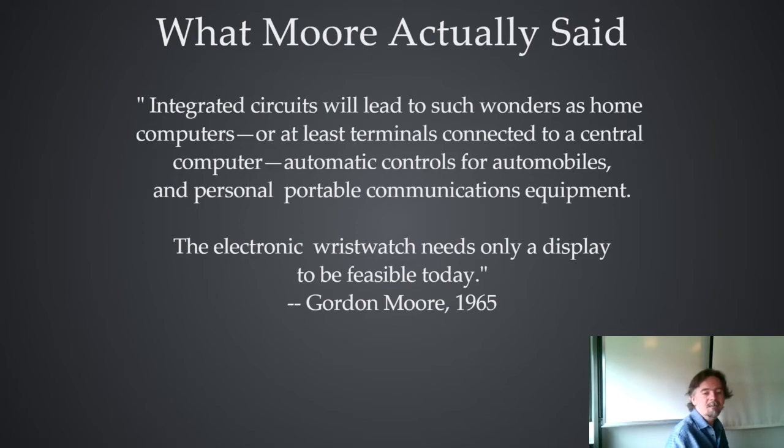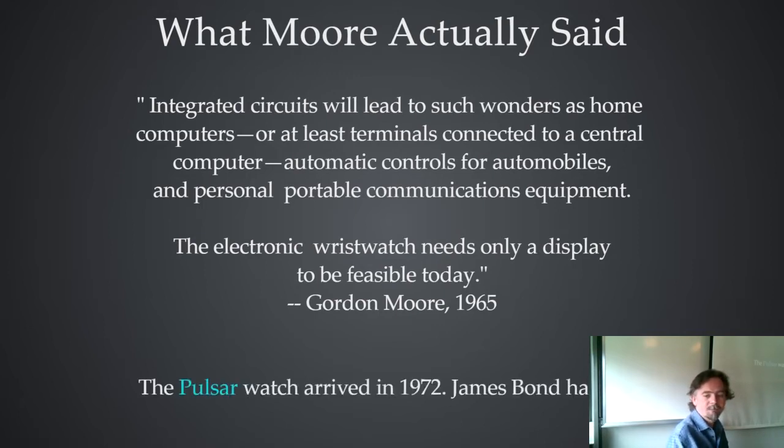So he thought in 1965 that really you only had to figure out how to do the display technology and you'd be able to build a digital watch. And indeed, the first digital watch of note arrived in about 1972. And famously, James Bond had one in Live and Let Die, and that was his gadget for that film, the super high-tech gadget that he had, a watch.